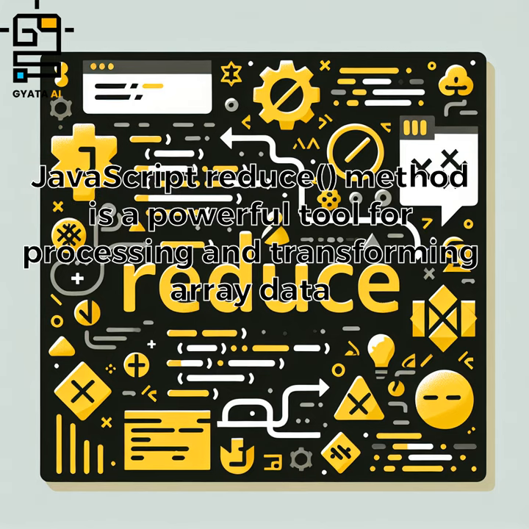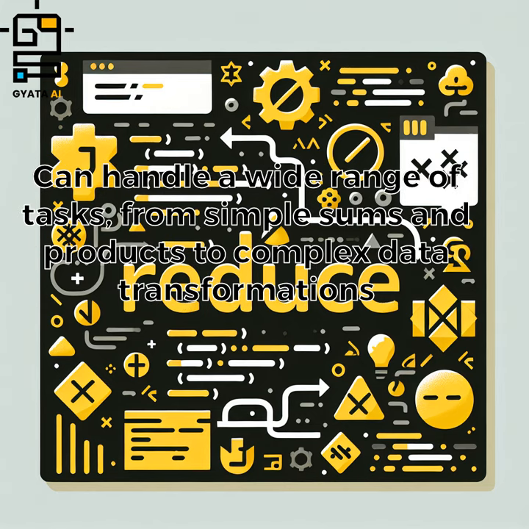Conclusion: the JavaScript reduce method is a powerful tool for processing and transforming array data. It can handle a wide range of tasks, from simple sums and products to complex data transformations.